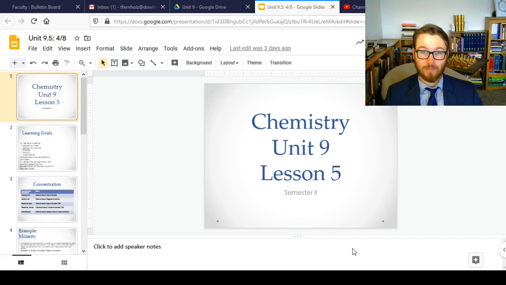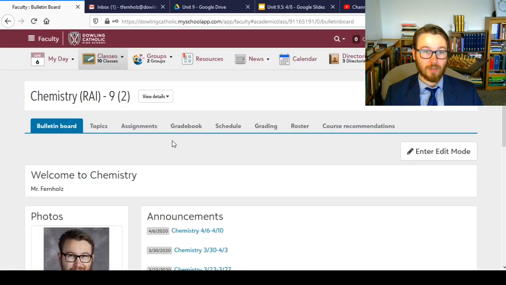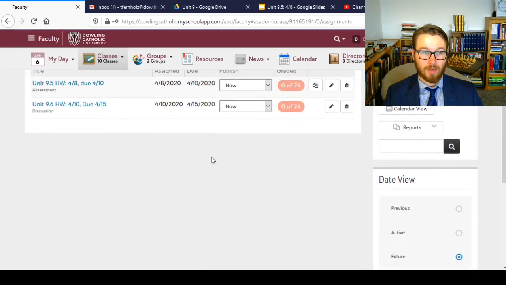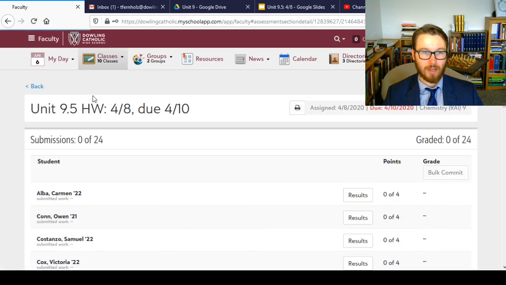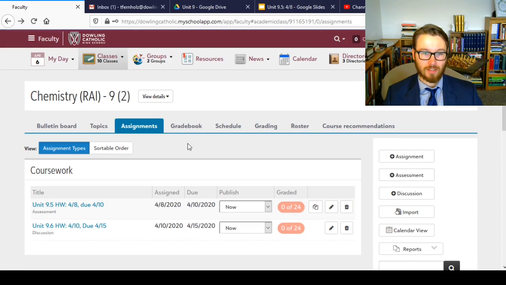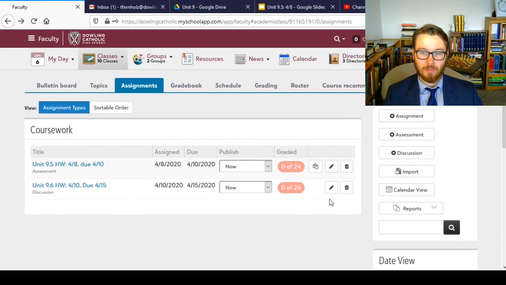Your homework is a little bit different this time. Instead of a Google form or something like that, you're going to go to your assignments tab. For me, it's on future, but for you, it'll be current. You'll click on Unit 9.5 homework, and it's an assessment, which means you're going to go in there, and it's going to be OnCampus. When you go OnCampus, it's going to be multiple choice questions.